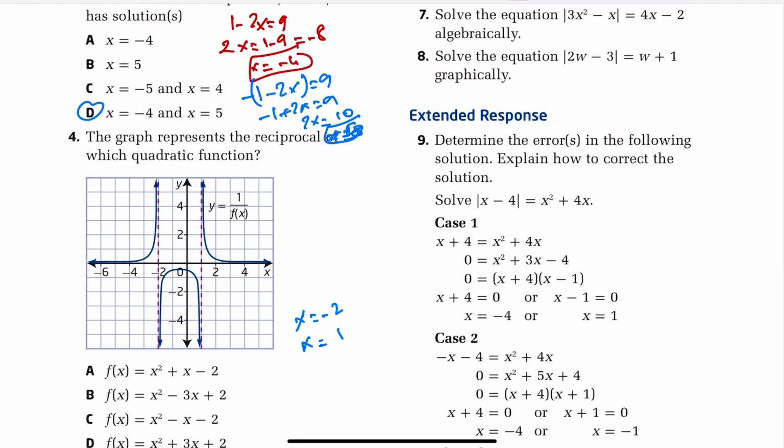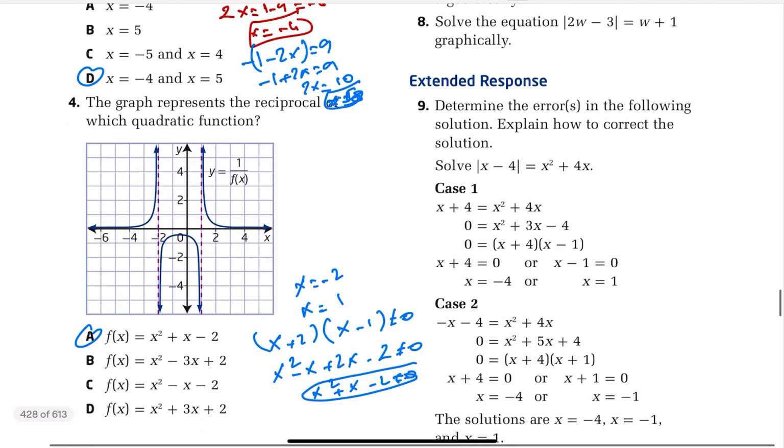So from there we can build our function as x plus 2, and the other one is x minus 1. This should not be equal to 0. This means that x squared minus x plus 2x minus 2 is not equal to 0. X squared plus x minus 2 is not equal to 0. So this is our function, which is number 8.